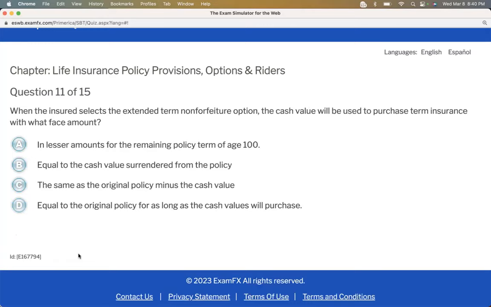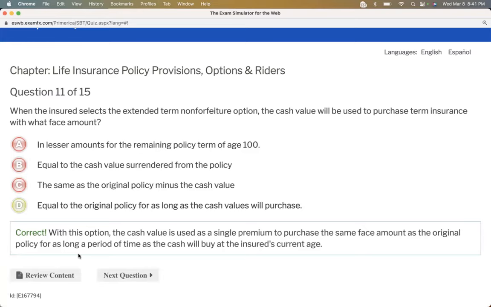When an insured selects the extended term non-forfeiture option, the cash value will be used to purchase term insurance with what face amount? Can we try D? The cash value will be used to purchase a face amount that is equal to the original. Yes, it is D. So with the extended term non-forfeiture option, the coverage doesn't change. But the policy is not going to be paid up to age 100.